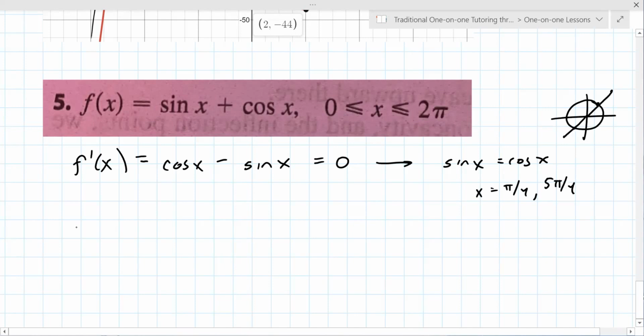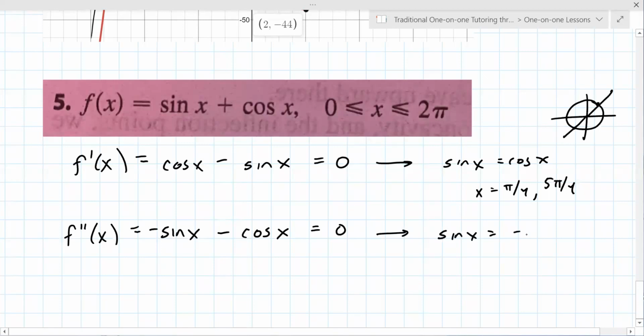Then you got to take a second derivative of this. Derivative of cosine is minus sine x, derivative of sine x is cosine x, equals 0. When you solve this, you move some things around. You can think of this two ways: either when sine x equals negative cosine x, or when cosine x equals negative sine x. They're both the same, by the way.